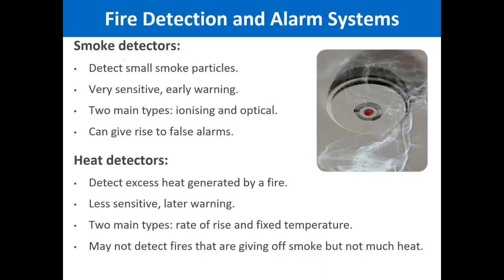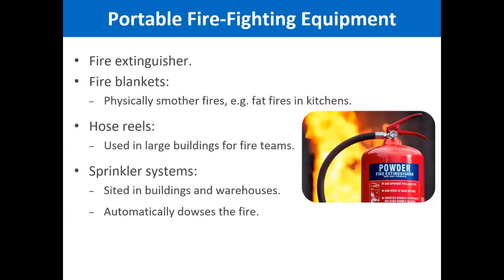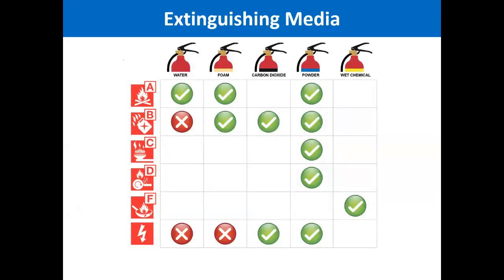Smoke detectors detect small particles of smoke, and they give a beeping sound, and they can also give false alarms. Then there are heat detectors that monitor the temperature and give off the alarm when the temperature exceeds a certain limit. Okay, portable firefighting equipment, obviously we need to provide them as well. Most commonly we have fire extinguishers and fire blankets. A fire blanket is basically a special type of blanket which is fire resistant, and it can help prevent fires. Hose reels and sprinkler systems, all of these are firefighting equipment.